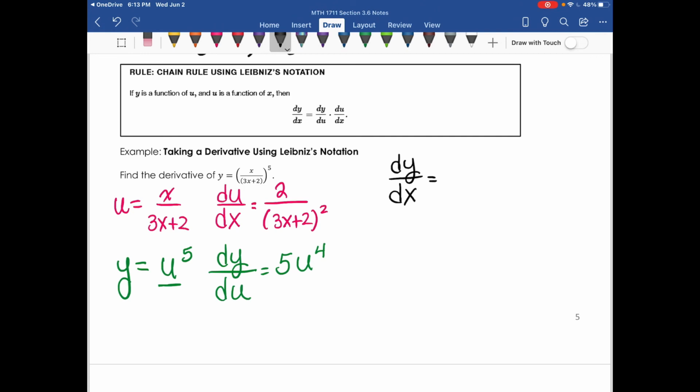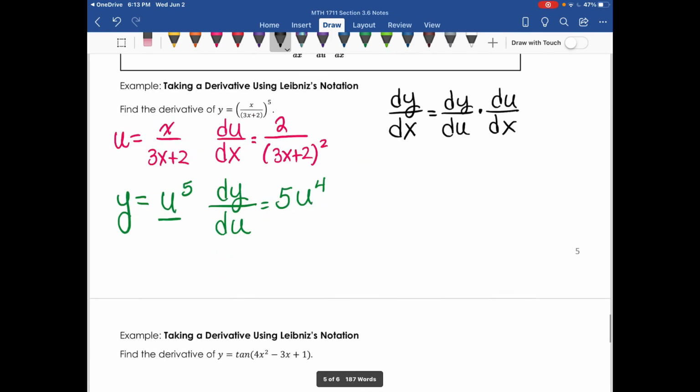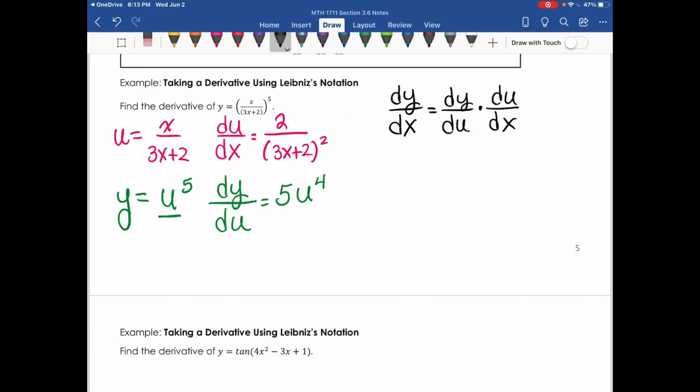So now, going back to the definition here, it says to find the derivative of y now with respect to x. So I want my derivative to be all in terms of x. I take the derivative of y with respect to u and multiply it by the derivative of u with respect to x. So that's going to give me dy/du, which we said was 5u to the fourth, and I'm going to multiply that by du/dx, which is 2 over (3x plus 2) squared.